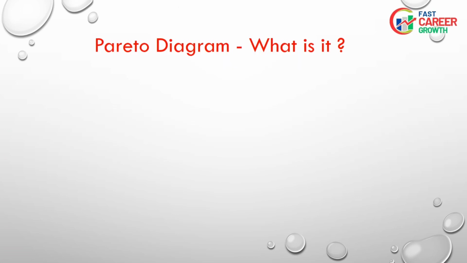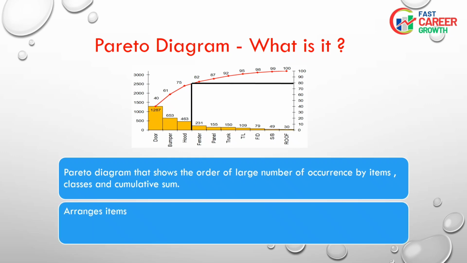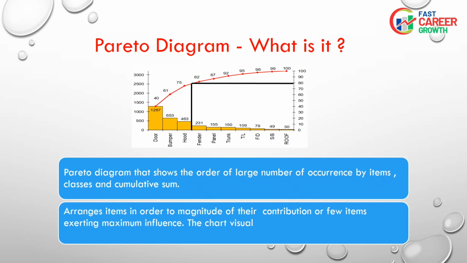What is a Pareto diagram? A Pareto diagram shows the order of a large number of occurrences by items, classes and cumulative sum. It arranges items in order of magnitude of their contribution, or few items exerting maximum influence. The chart visually shows which situations are more significant.